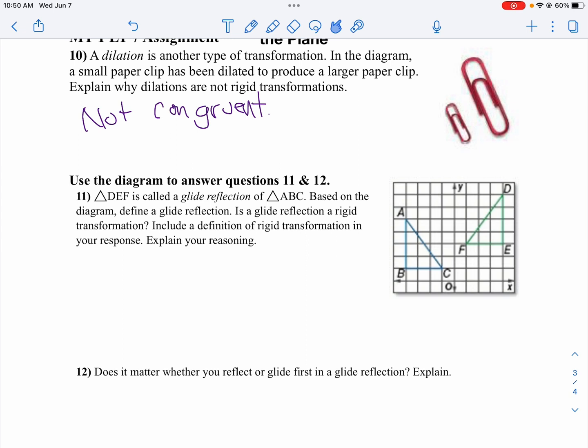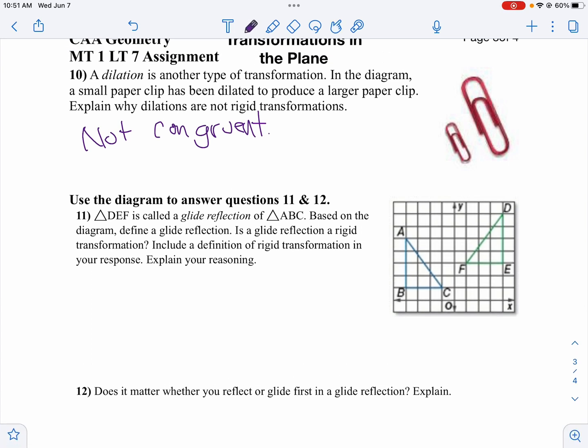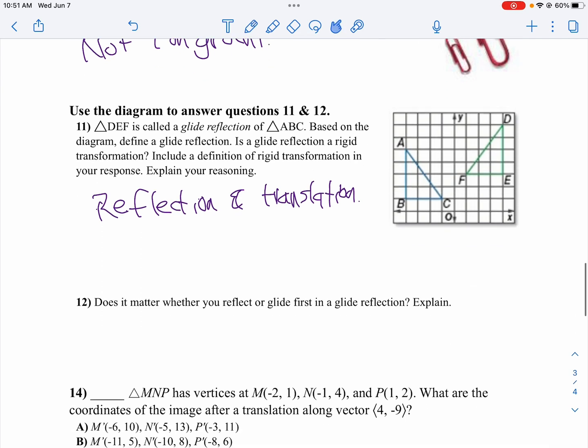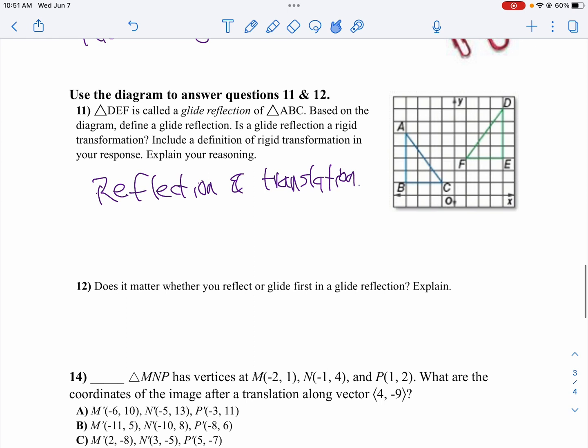Now, here we have a glide reflection. And it's a glide reflection because if we take a look here, it's a reflection and a translation. If I take this triangle, I'm going to flip it, and then I'm going to slide it. Now, does it matter if I slide it, then I flip it? No. That's what makes it a glide reflection.